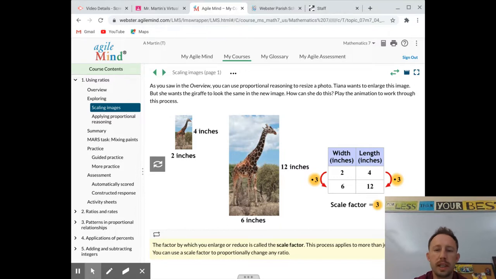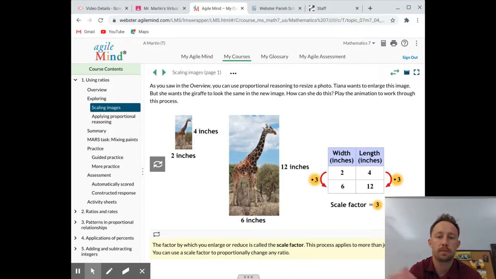Okay, so looking at that animation, what happened to the original width and length, or the original dimensions, of this photo? It got bigger. Yeah, it got larger. How many times larger did it get? Three. Yes, 3 times larger. So you'll notice that the length, 4, is being multiplied by the scale factor, which is 3, and it gave us 12 inches in length.